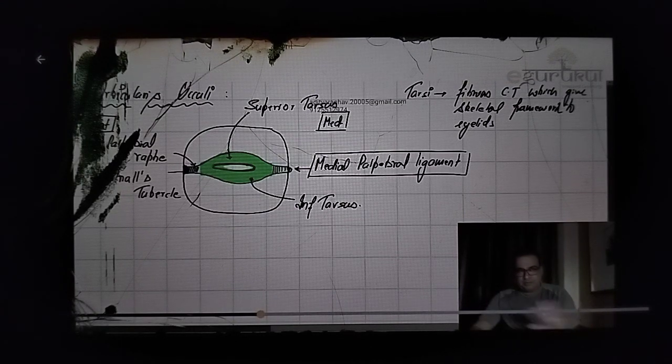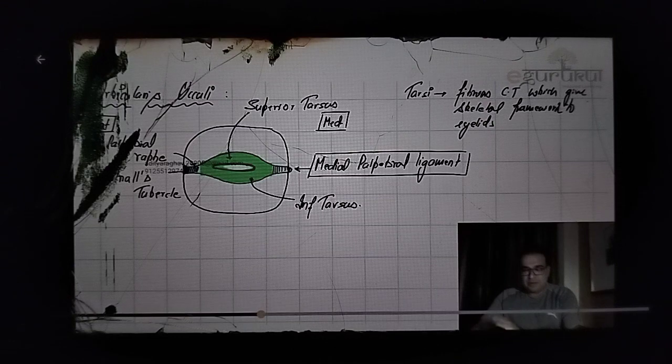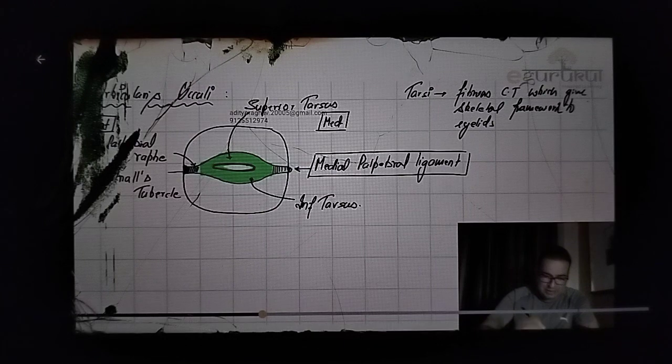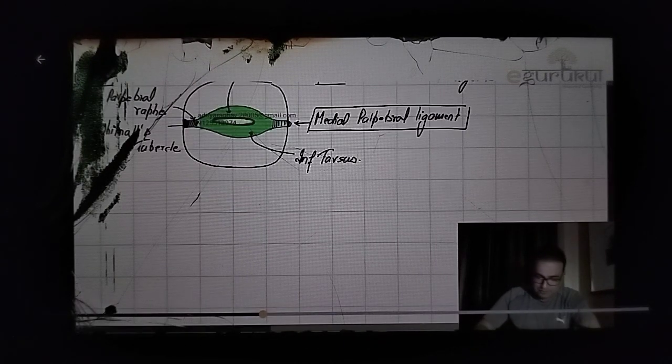This is a bit about the tarsus, the plate present in the upper and the lower eyelid. If you want to understand the orbicularis oculi muscle, you have to remember what the medial palpebral ligament is, what the lateral palpebral raphe is, what the superior tarsus is, and what the inferior tarsus is, and only then can you understand the muscle. If you're done with this, guys, let me tell you about the muscle, and I'll draw a very schematic diagram along with it.